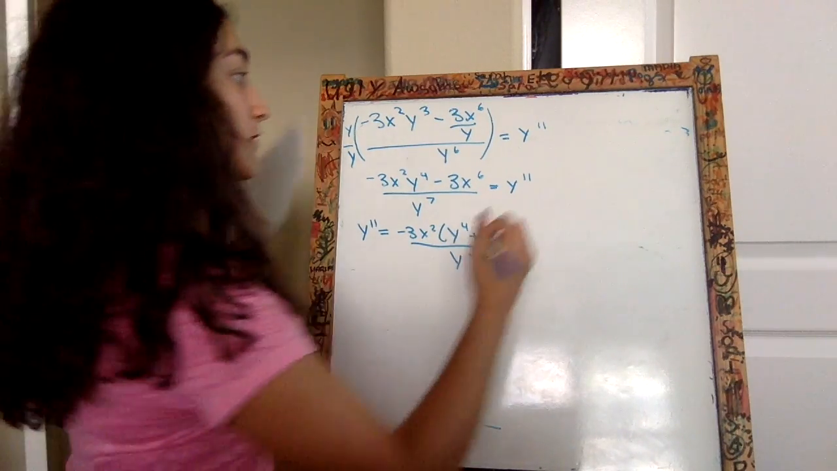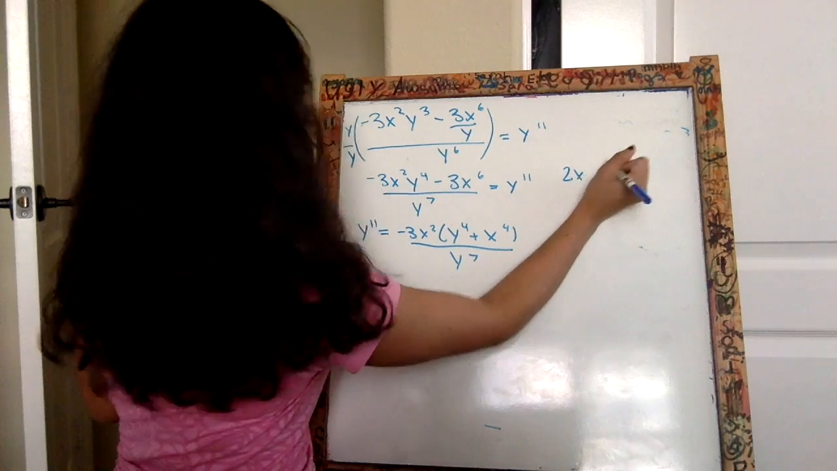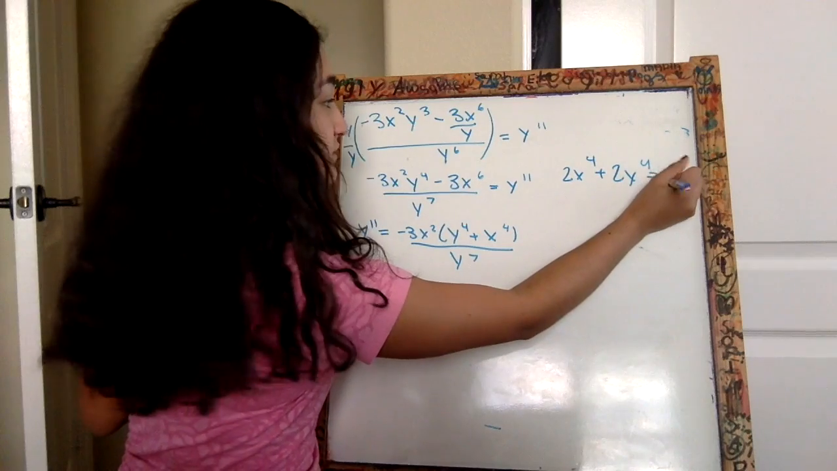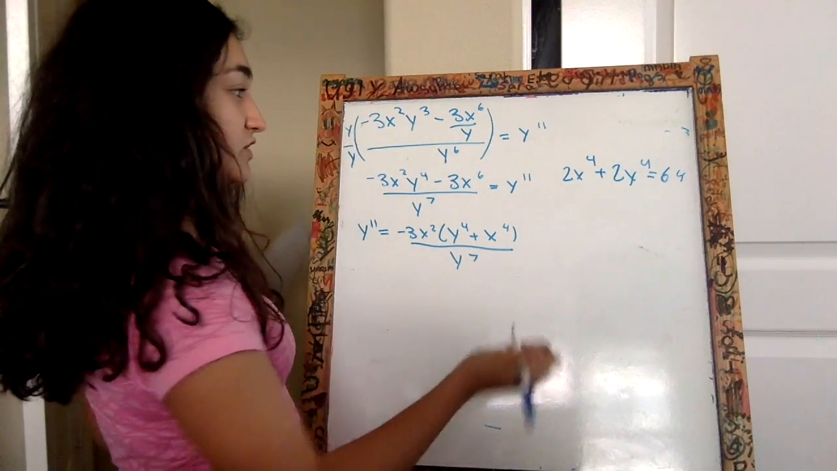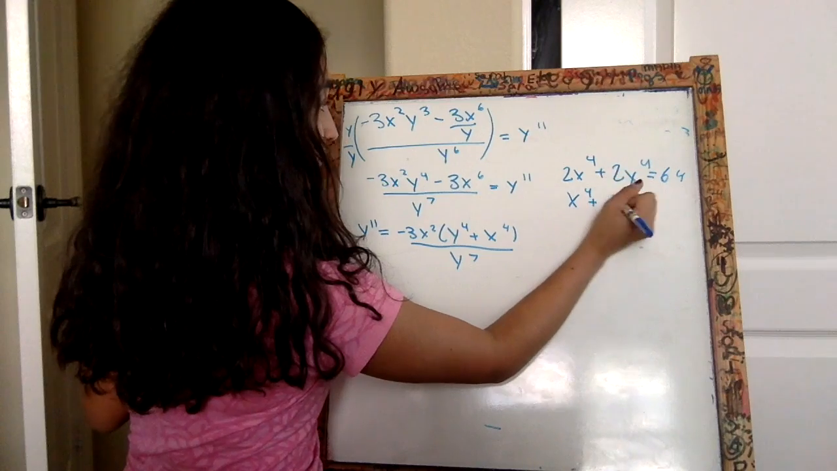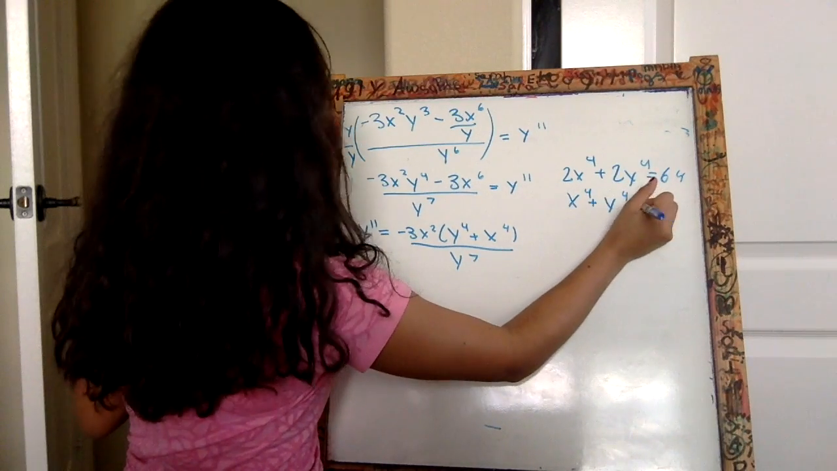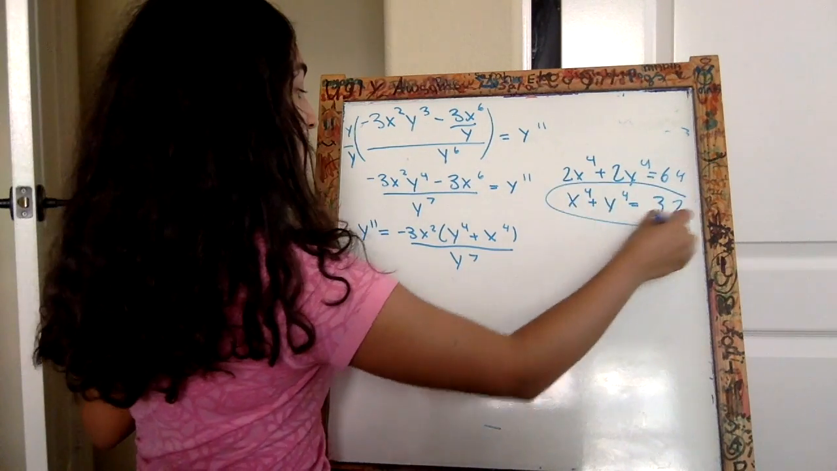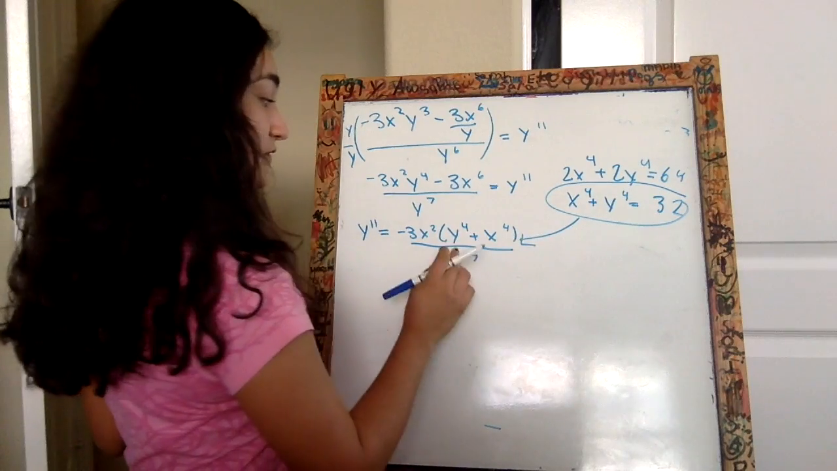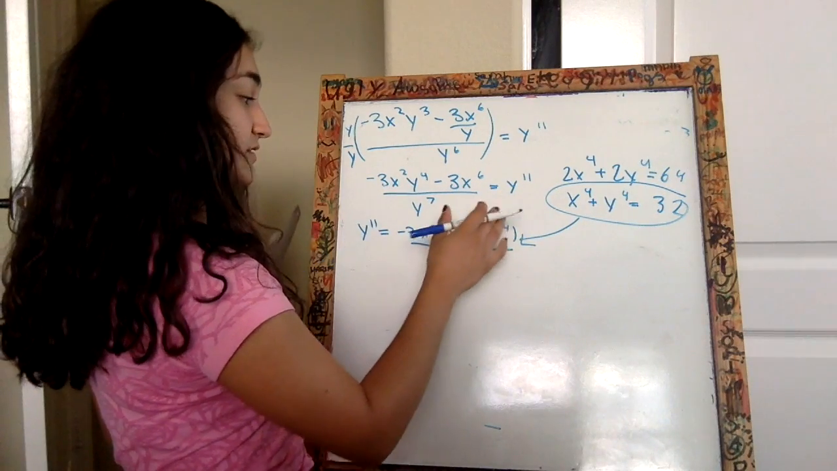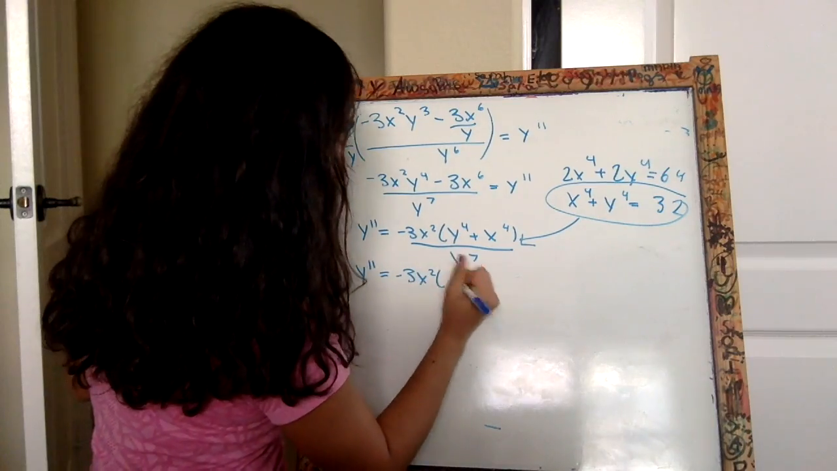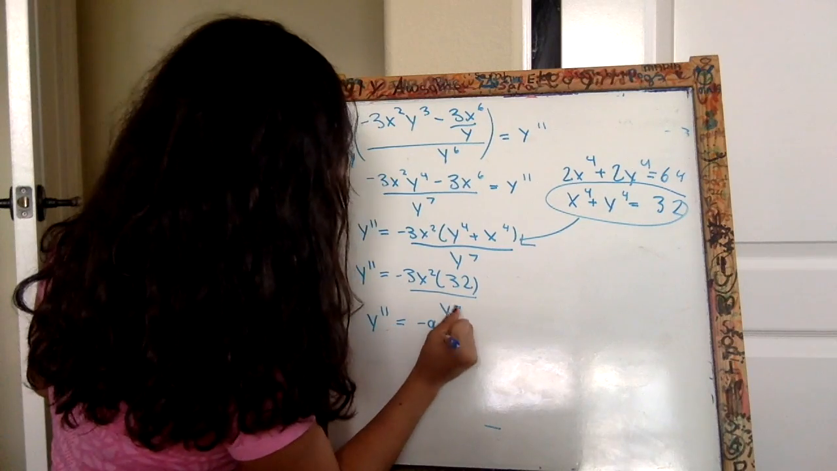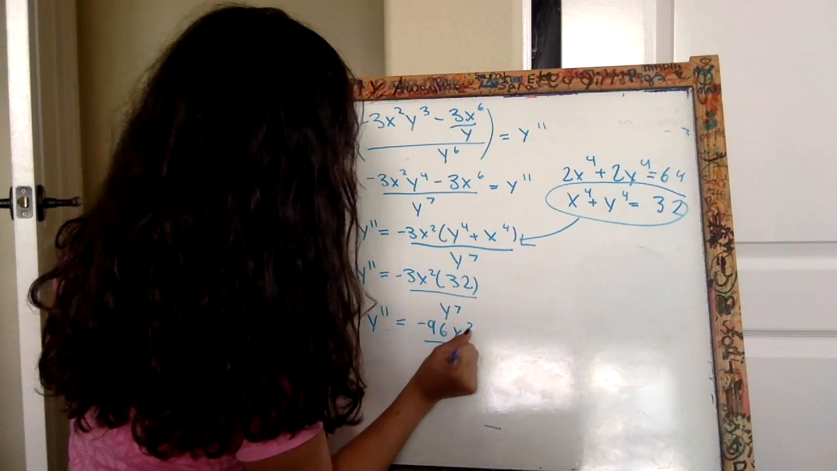And if you recall, our beginning equation that we started off with was 2x to the fourth plus 2y to the fourth equals 64. And if we factor out a 2 from both sides, we're left with x to the fourth plus y to the fourth equals 32. So actually, we can plug this in. We can plug 32 in for the value of y to the fourth plus x to the fourth. And we are left with the final answer of negative 96x squared over y to the seventh.